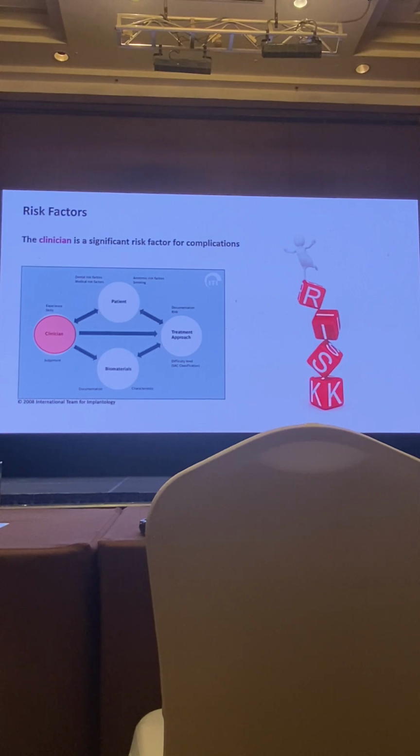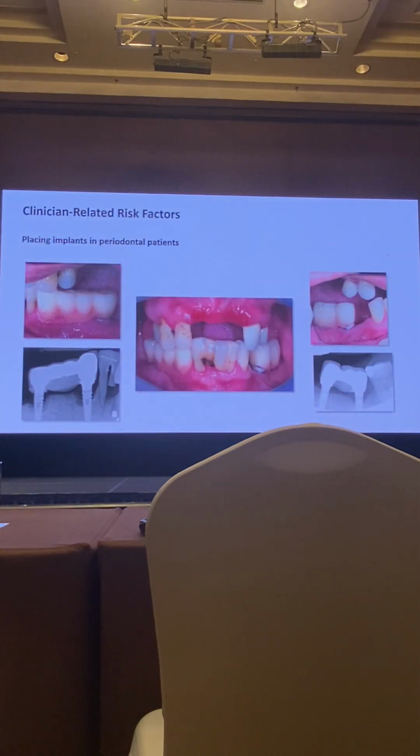And so if you take the complication model rather than the disease model, you can see that the clinician has a lot to do with the decision making and has a lot to do with the etiology of complications when they arise. So now let's look at clinician-related risk factors. So there's periodontal patients. A periodontal patient is a patient risk factor. But if you put the implant into a patient who's not got controlled periodontitis, and you have made the decision, now it becomes a clinician risk factor because you've made an incorrect decision.